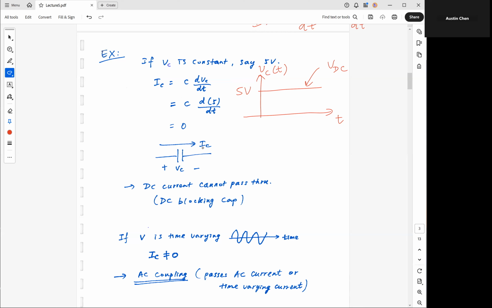Again, in the DC case, no current is going from one end to the other, simply because this capacitor blocks DC. Based on this derivation, Ic is equal to 0. But as Vc is now time varying, this dVc over dt is no longer equal to 0. So you're going to see some current flowing through this capacitor.